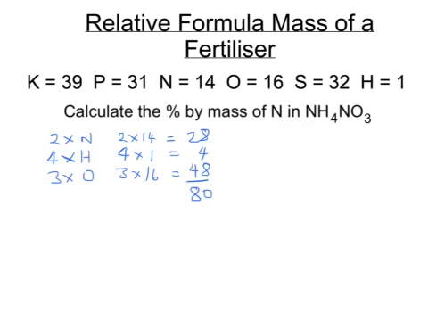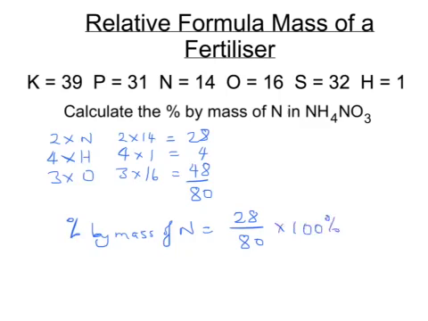Of this 80, 2 of the nitrogen atoms weigh 28. So the percentage by mass of the nitrogen is the mass of the atoms we're interested in, 28, divided by the relative formula mass, which is 80, times 100%, which comes to 35% nitrogen.